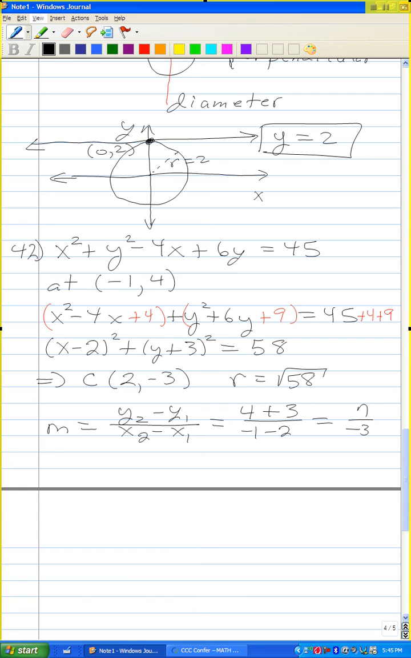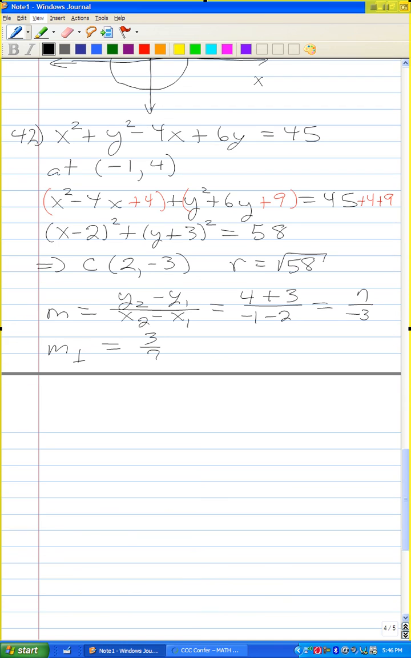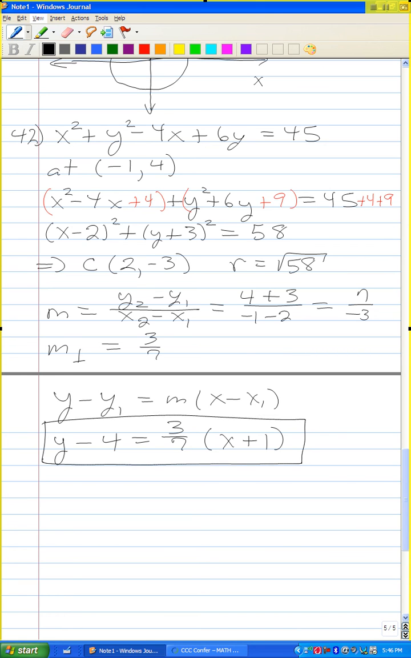Well, I want to find the slope of a line perpendicular to this diameter. And so I'll take the negative reciprocal. And so now let's try to find the equation of a line passing through (negative 1, 4), having slope 3 over 7. And so I have, by the point-slope form for the equation of a line, y minus y1 equals m times (x minus x1). And so y minus, well, y1, 4, equals m, 3 over 7, times (x minus x1), x minus a negative 1, x plus 1. And that is the equation of your tangent line.